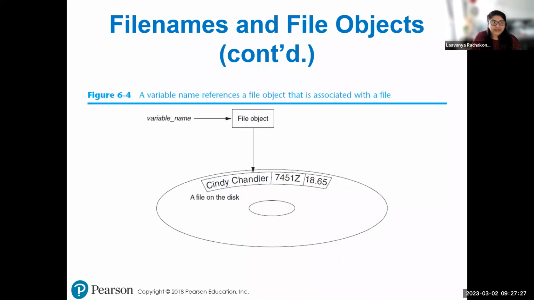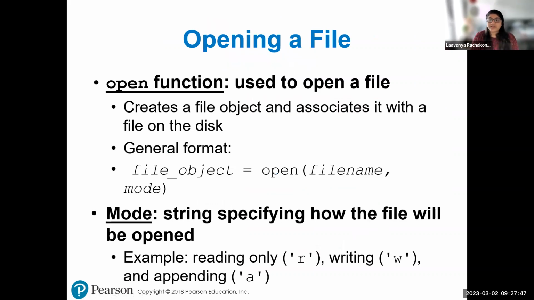For file names and file objects, you have a variable name, and the file object, which is the variable name in this case, is pointing towards the file and the other factors associated with that variable name. That is a representation of a file object. Now, when you're trying to open a file, there is a particular syntax that you are going to use. As the name suggests, when you're opening a file, the function that you'll be using is open.